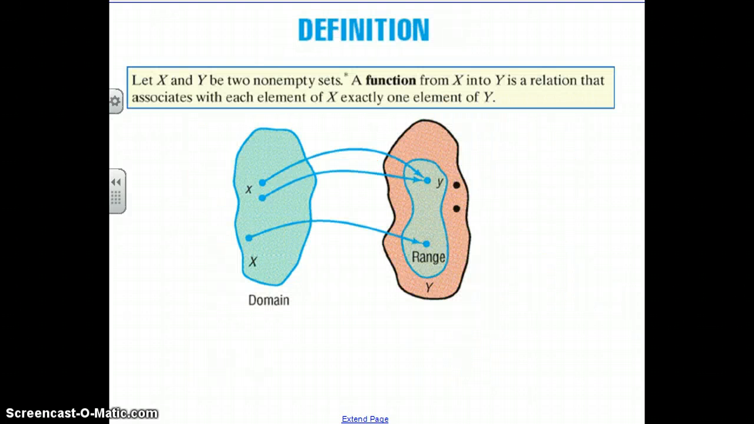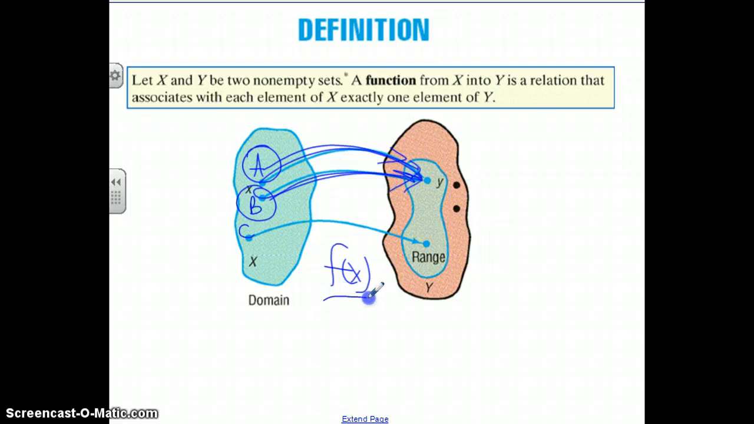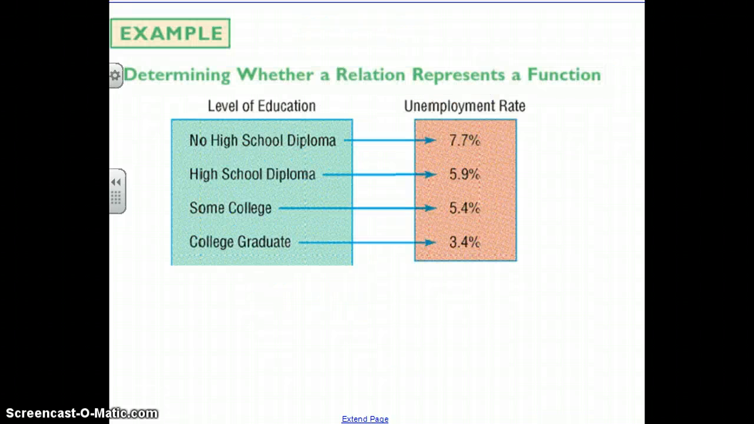If I have 3 values over here, a, b, and c, this would qualify as a function. For every x, there's just one y. Even though a goes to y and b goes to y, that's still defined as a function. This is again an example of a one-to-one function. For every x, there's only one y.